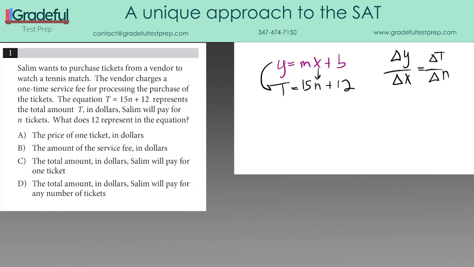And we have to stop and look at what t and n represent. T is the amount in dollars being paid, and n is the number of tickets. So the slope represents the change in the price per ticket paid, or the amount paid per ticket.